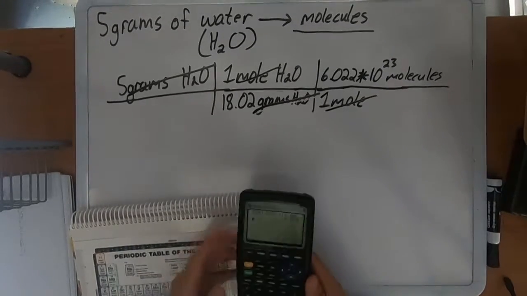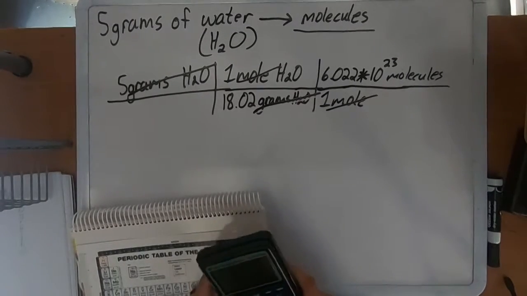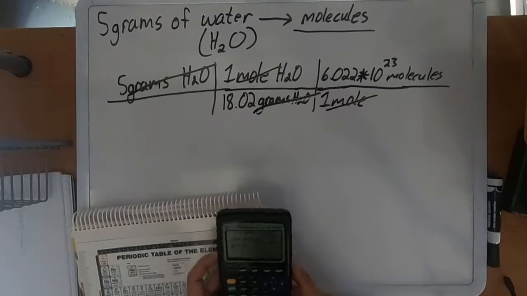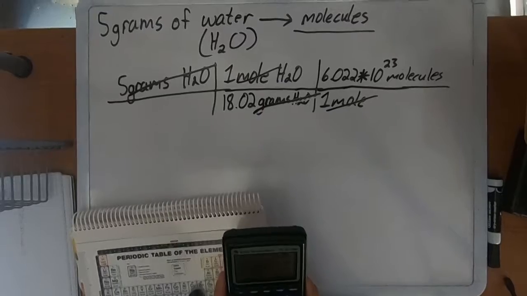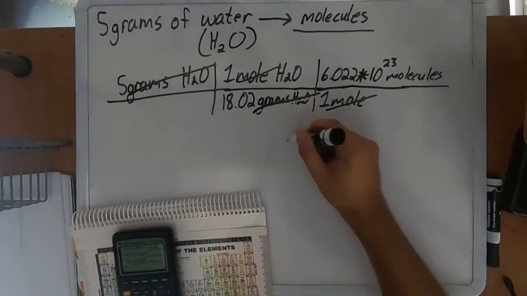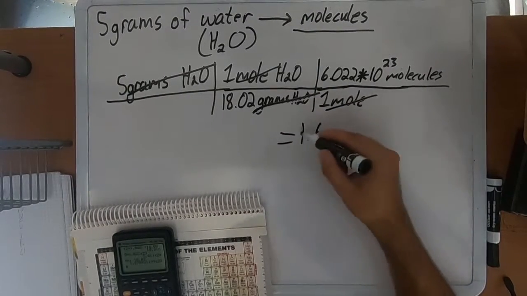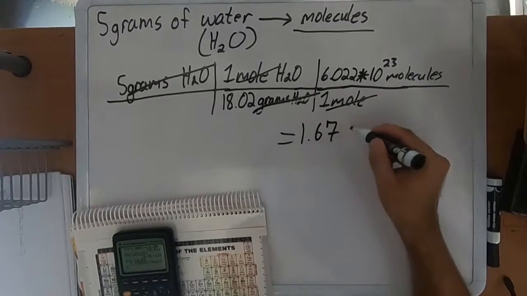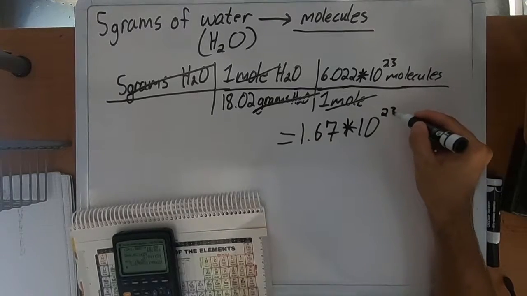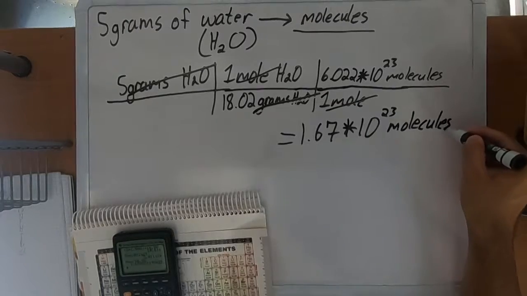So now we could plug in everything. 5 times 6.022 times 10 to the 23, divided by 18.02. We are left with 1.67 times 10 to the 23 molecules of water. Actual water molecules.